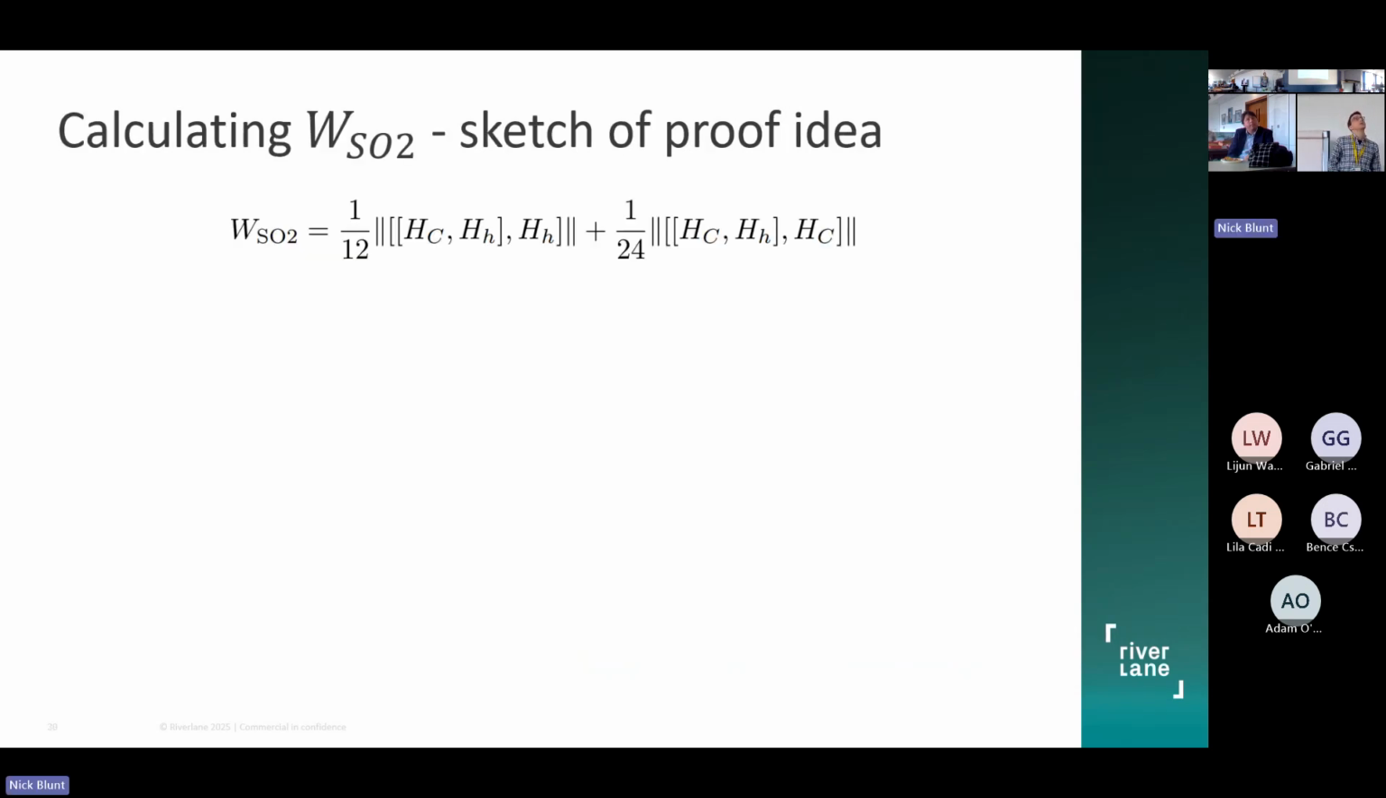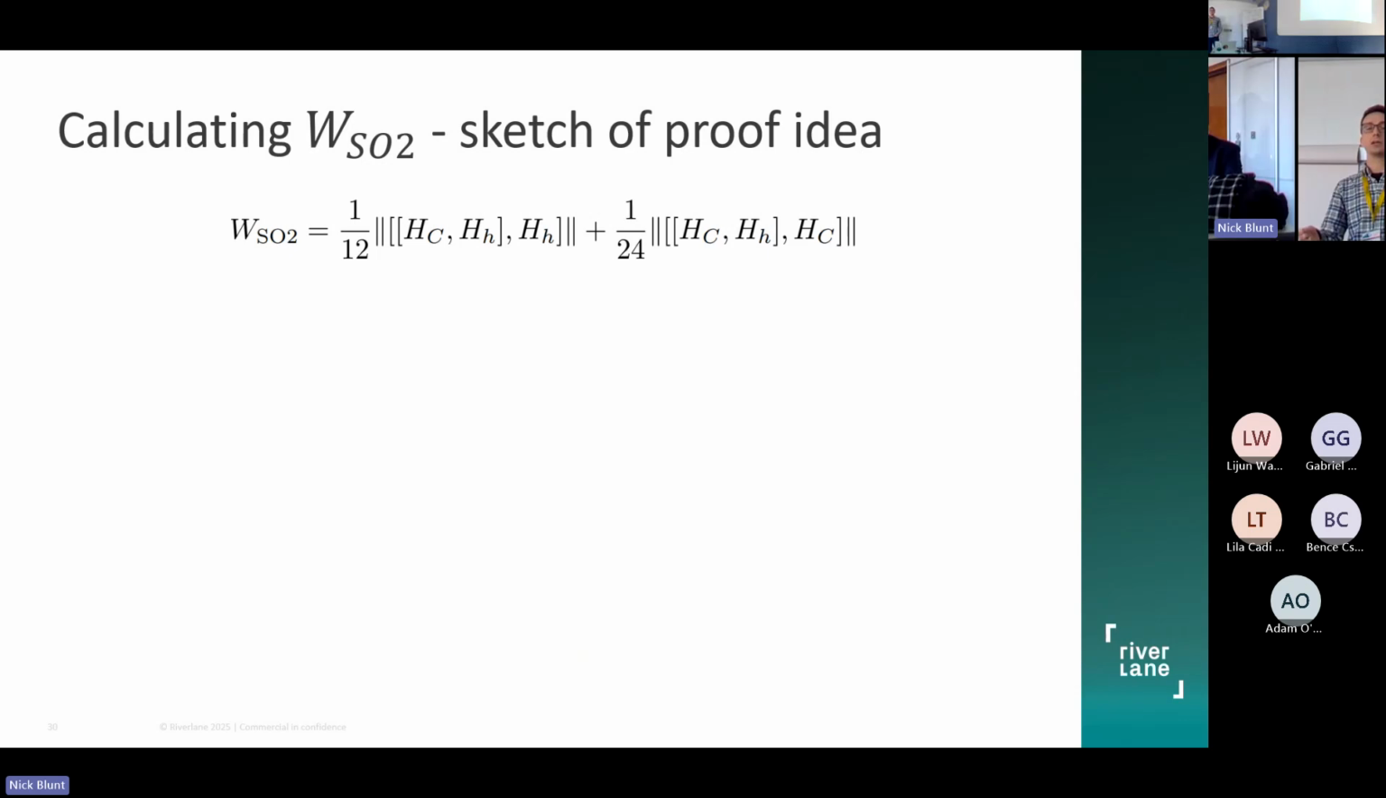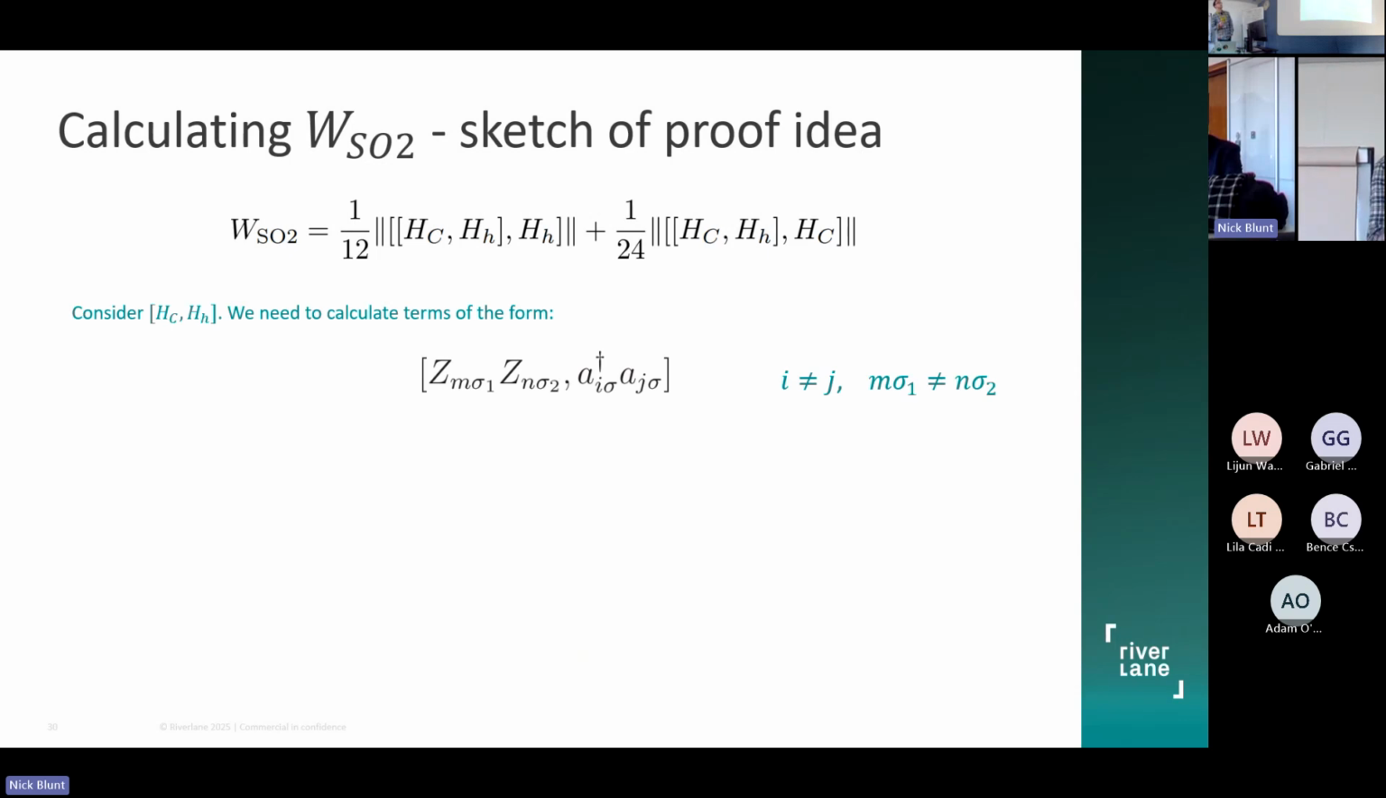Okay, the more complicated term is this WSO2, as we call it, which again is the error from splitting a Hamiltonian into an interaction term and a hopping term. We go through the proof of this in the paper, but here I just wanted to sketch the general idea of how you can approach this problem and how you get the scaling of order n. The key is we need to consider terms of this form, a commutator between an interaction term and a hopping term, which are going to look something like this. Here you have an interaction term where both of the spin orbitals are different, and you have a hopping term where i and j are also different.